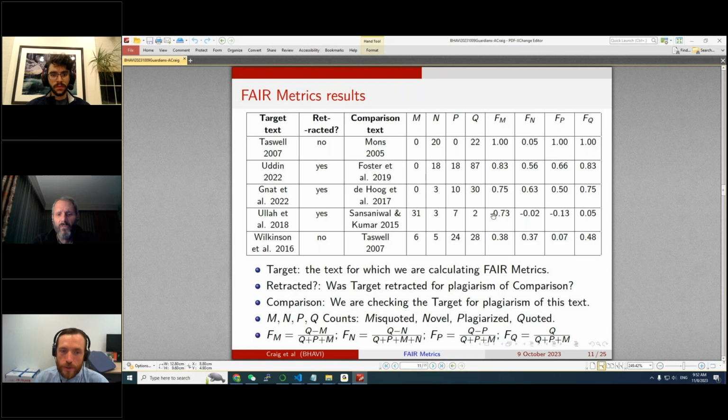And though it's only Ola et al. here where it's actually extreme enough that our FAIR metrics are going into negative numbers for F sub p. Now, then we also have Wilkinson et al. 2016, which introduced the so-called FAIR principles of data stewardship. And we'll get into that, but it hasn't been retracted, but we did in fact find substantive indications of plagiarism.